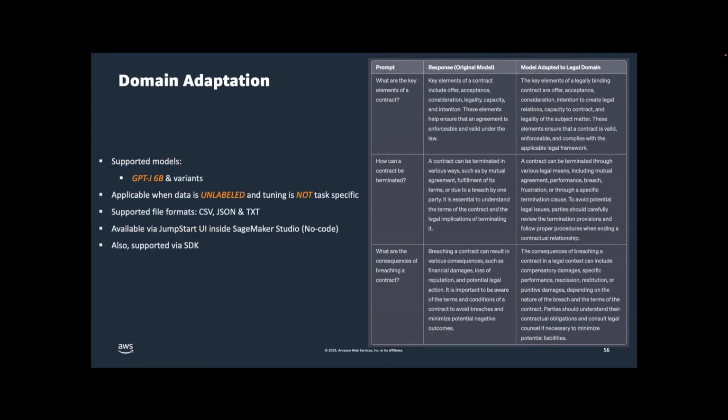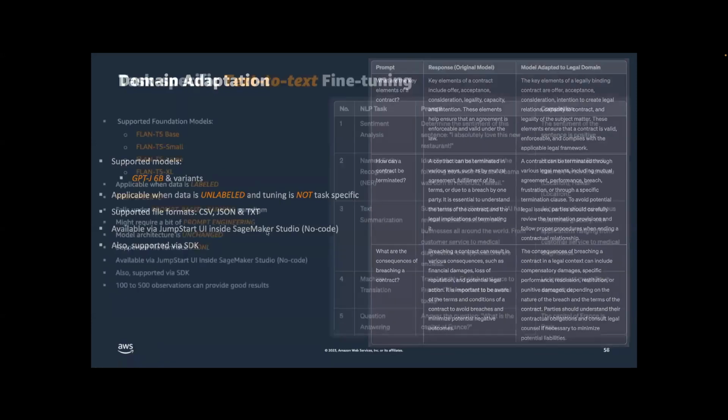This process is usually used when we have unlabeled data and the tuning is not task-specific. For example, you can see we have: what are the key elements of a contract? Using the original model with GPT-J 6B, we have this answer. And then after providing some additional context using the text file, that's the answer. So by simply using the JumpStart UI, you are able to implement this, and we also have the ability to do it with the SDK. This is one of the examples I'll be showing.